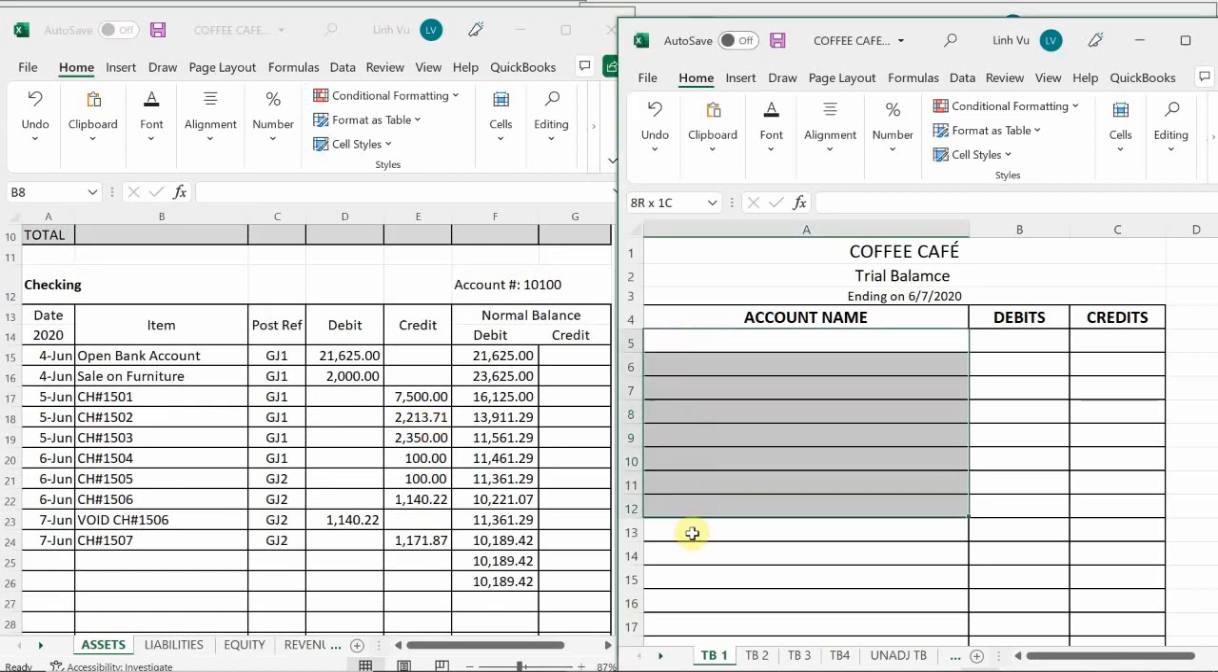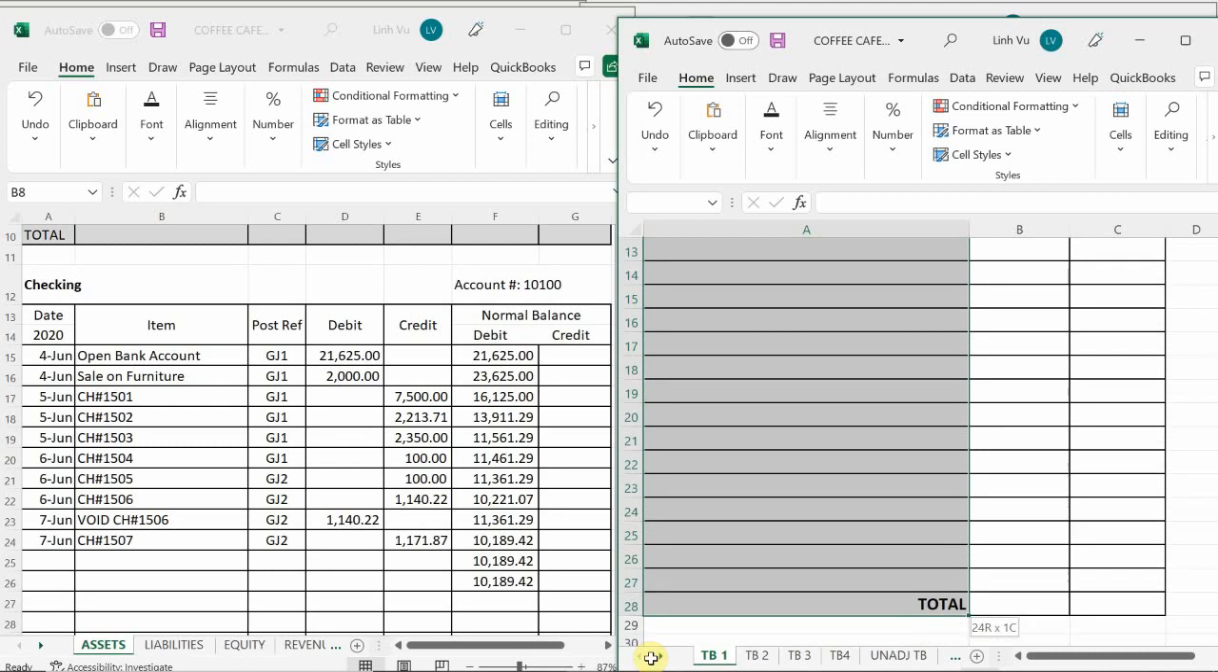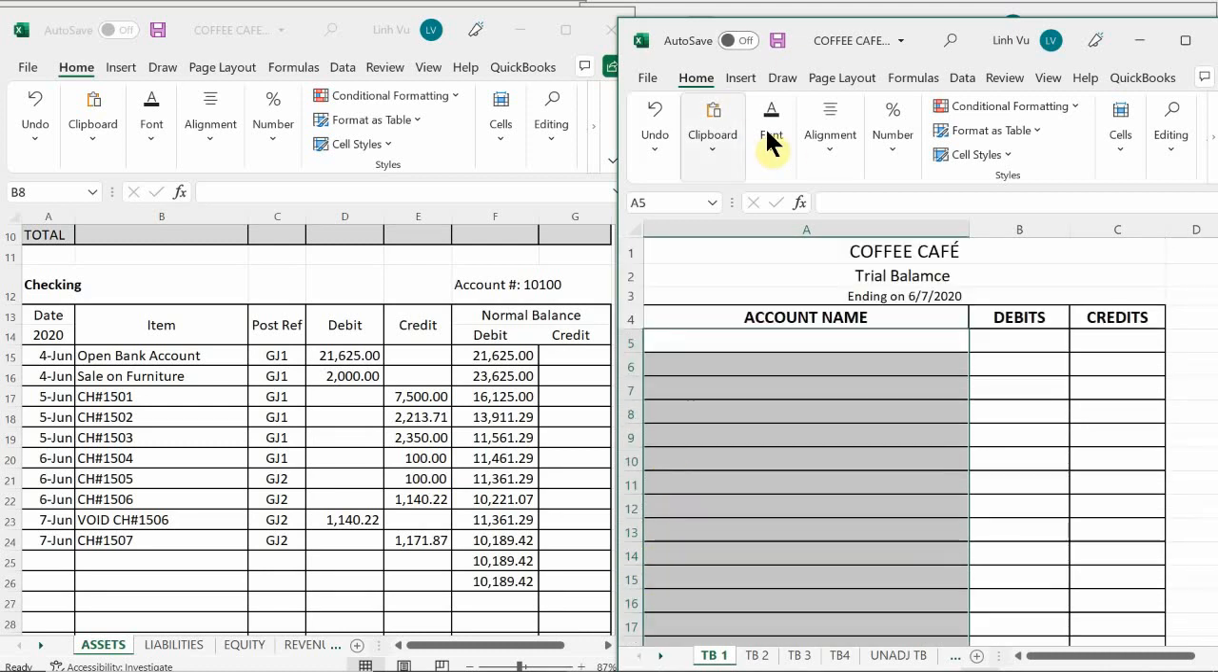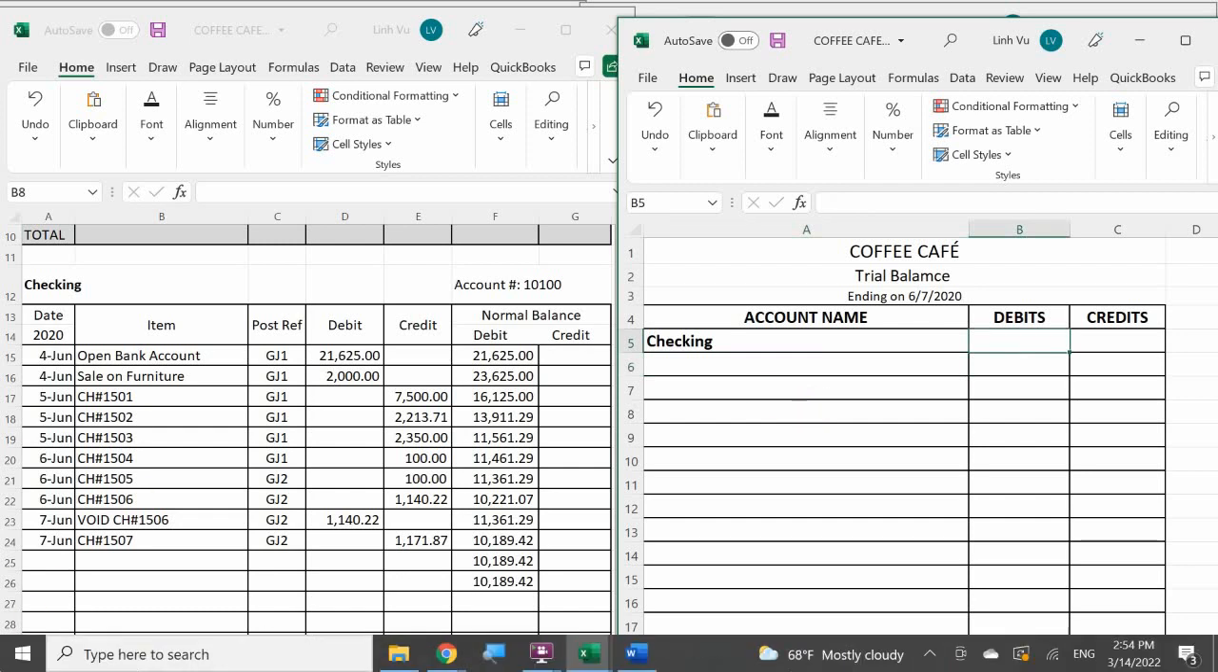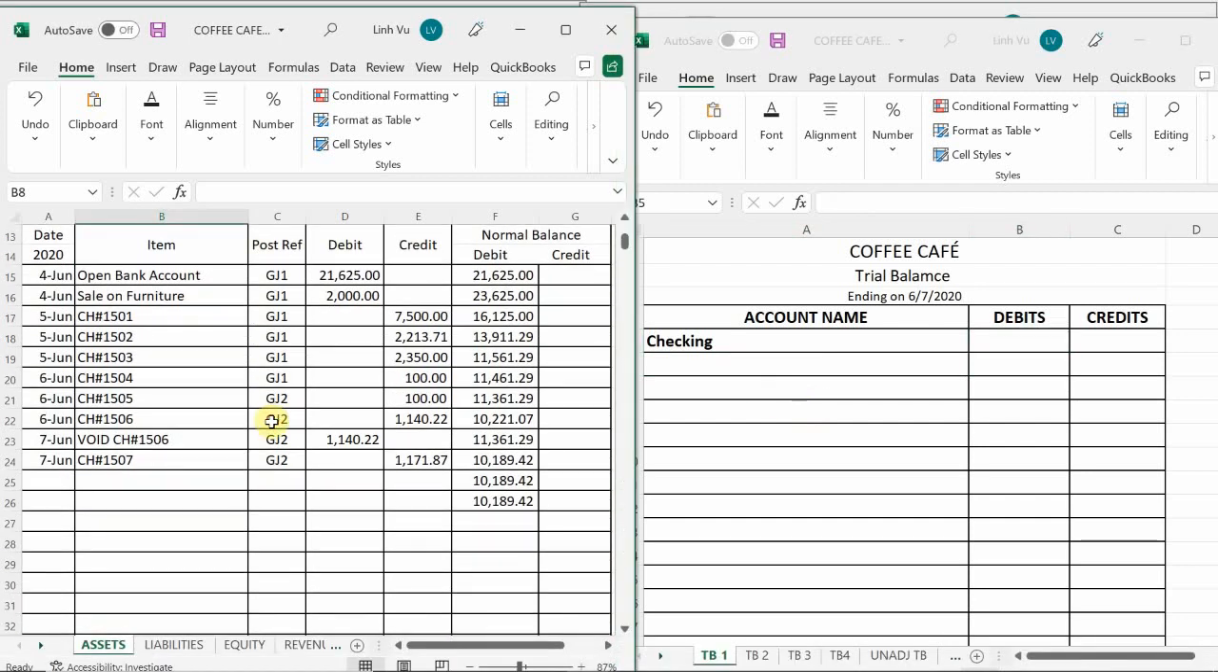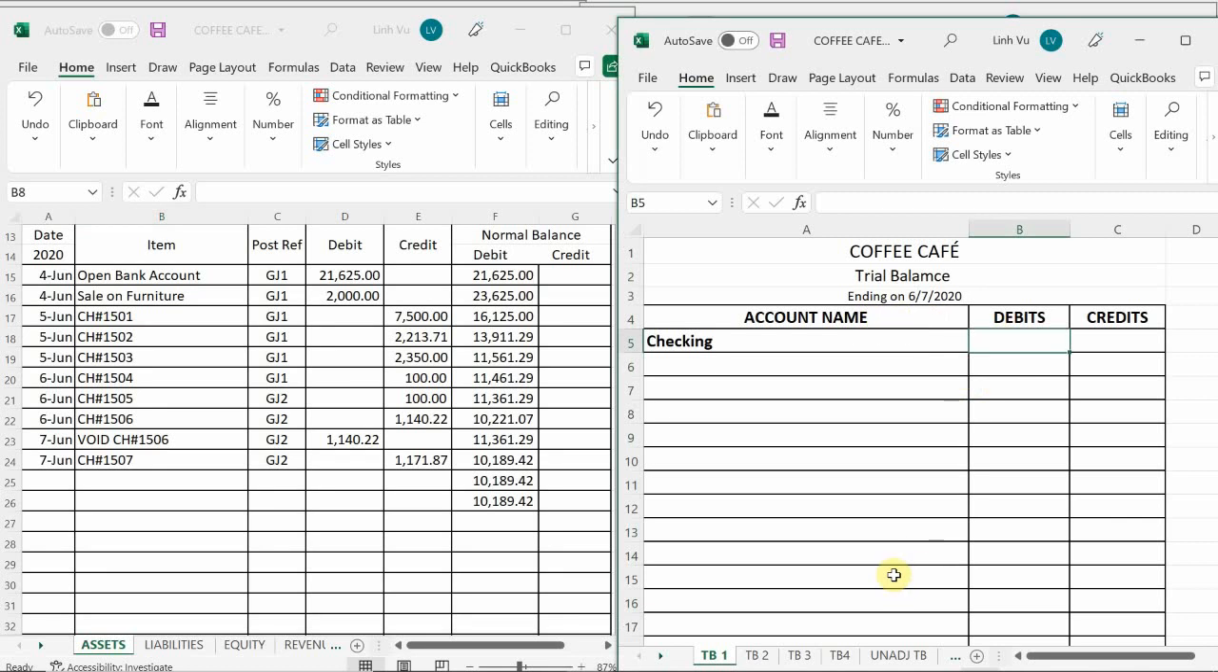So in this case, if I have a lot of account activity, this is where I'm going to go ahead and enter in my account checking. In this case, you can have it however you like. I'm just going to type it in. So in my checking account, what right now is my current account balance as of June 7th? So remember, my trial balance is as of June 7th. So what is my account balance going to be right now? How much do I actually have in my checking account?